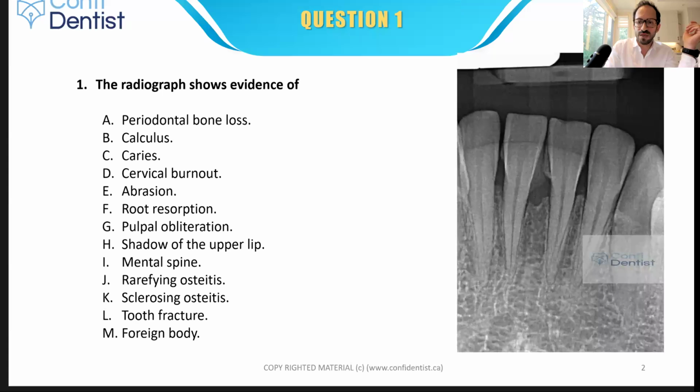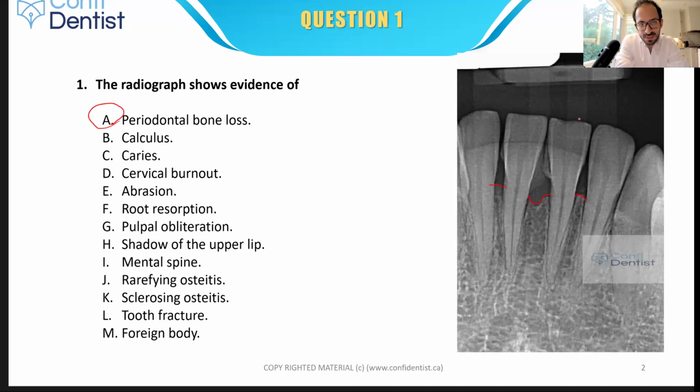Let's see. The time is over. I see some of the answers. Good, yeah, some of the answers are right. I'm gonna go over the options, starting with the first option, which is periodontal bone loss. So we define periodontal bone loss as the bone loss which is caused by periodontal disease. And I can see some significant bone loss around technically all the lower incisors and canine, okay? So definitely we have periodontal bone loss.